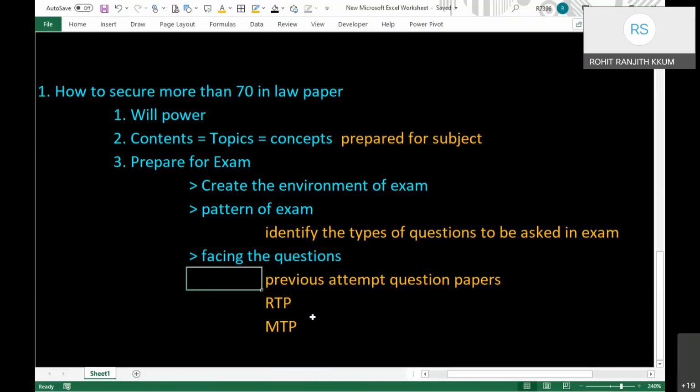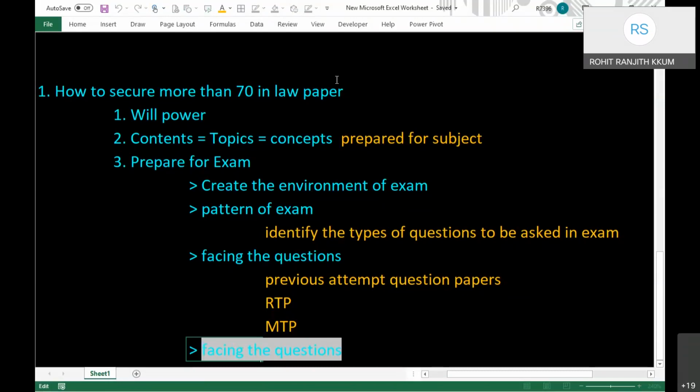The last point after facing the question is, look, this is the last point where the students pay less attention, but if you really want to be a ranker and if you want to achieve 70 plus in the law paper, then you should not ignore this last point. What's the last point I'm talking about here? Now, at this stage, you have willpower, you went for all the concept clarity, contents, you started preparation for the exam, you created the environment for the exam by studying the pattern of the exam, by facing the questions, and this facing the question part is very important. That will make your subject easy.